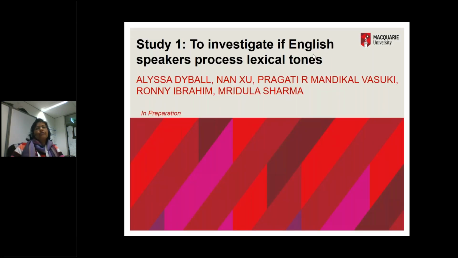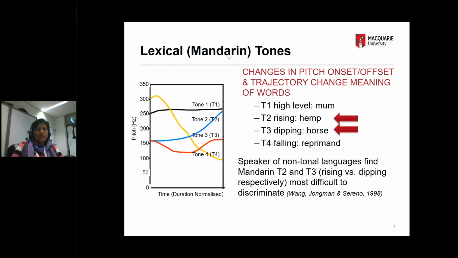So this study was to find out if English speakers can process lexical tones. This was a study done by my master's student, Alyssa, with my collaborators. And just so people know, what do we mean by lexical tones? We were specifically looking at the Mandarin tones.